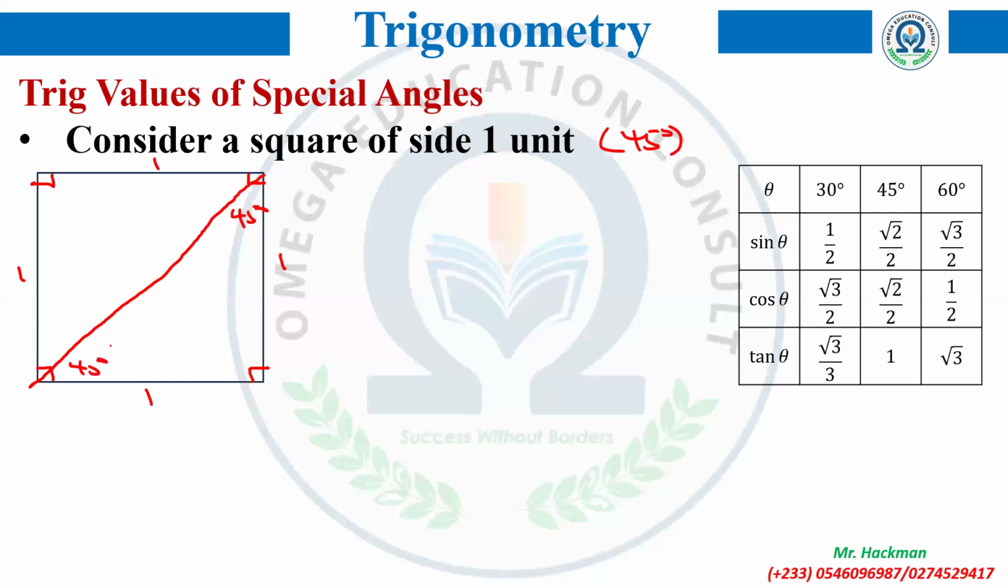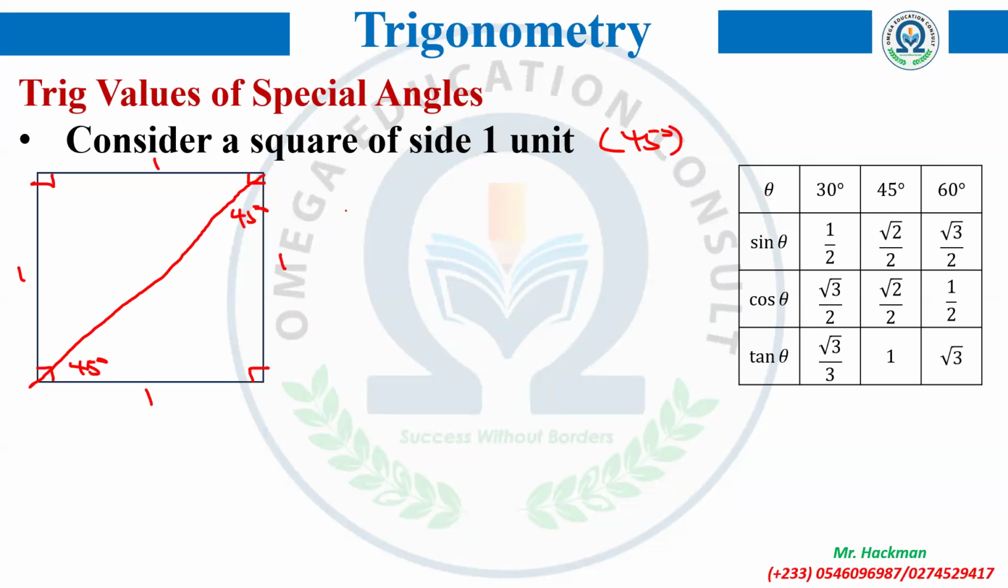Or, since these two sides are equal, it means the base angles must also be equal. So the base angles sum to 90, and I divide by 2. That will give me 45 here, 45 here. You can also understand it from that perspective. All correct? Yes, please.